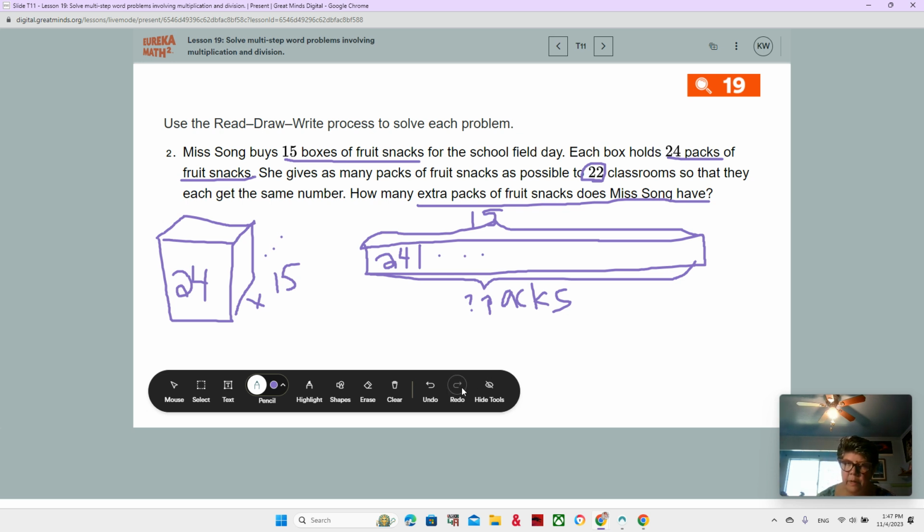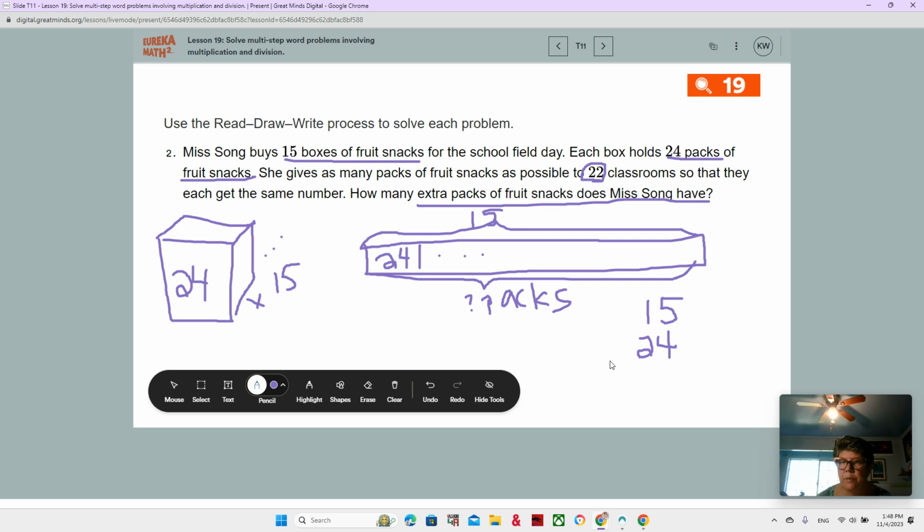Then she wants to give the fruit snacks to 22 classrooms. So let's solve this one and then we'll go and solve that one. All right, so 15 times 24. Let's do this one by the standard algorithm.